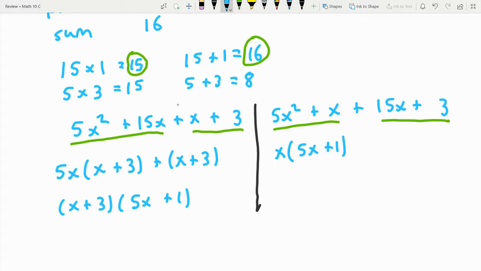And for my second set of terms, I can divide out a 3, so I would be left with 5x plus 1. In this case, 5x plus 1 is common in both, so I can divide out 5x plus 1, and I should be left with x plus 3. Now notice that no matter which order I put them in, whether x first and 15x second, or 15x first and x second, I still end up getting the same answer.